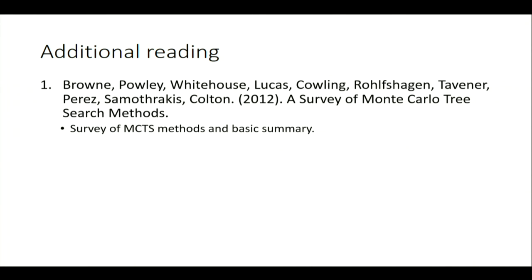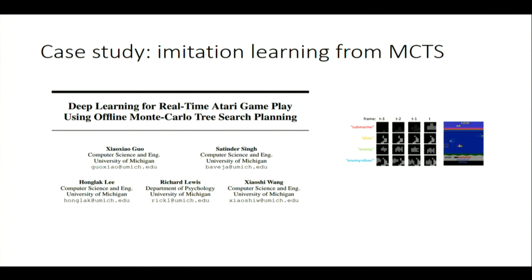So that's kind of a nice way to combine a little bit of planning with a little bit of learning. What I'm going to talk about in this lecture is actually a slightly older paper, because I didn't want to get into all the game theoretic stuff. This is a paper that uses Monte Carlo tree search for Atari games, and what they're doing is imitation learning for Monte Carlo tree search.